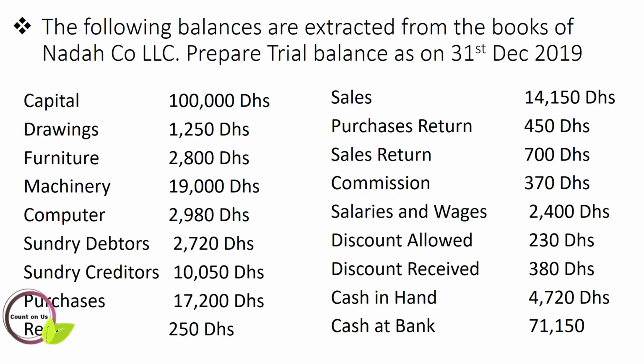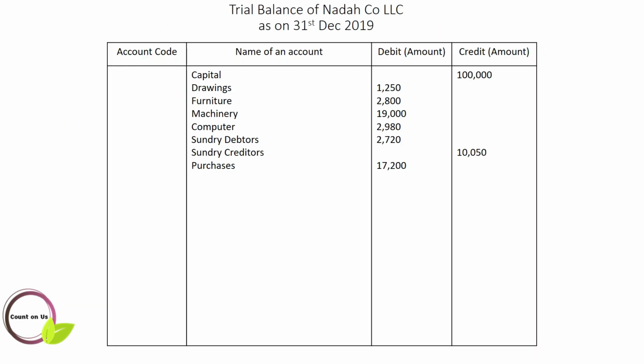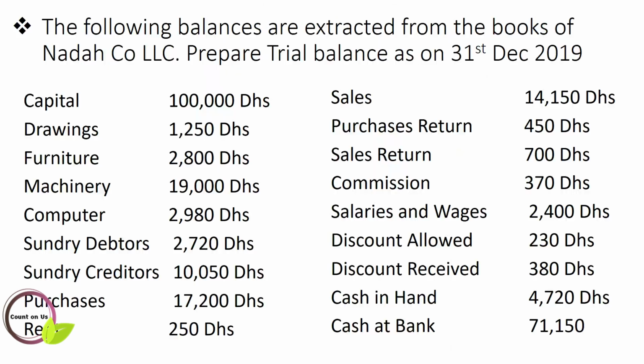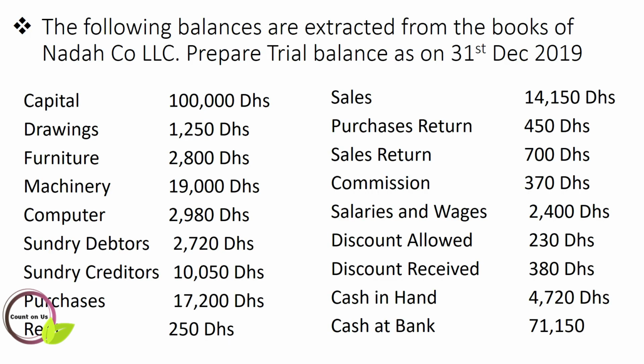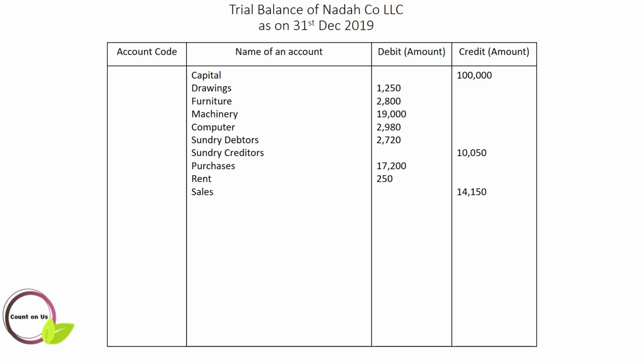Purchases, 17,200 dirhams, is an expense of the business and is to be debited. Record purchases in the debit column of the trial balance. Rent, 250 dirhams. It is also an expense and is to be debited. Record the rent on the debit side. Sales, 14,150 dirhams. It is the income or revenue of the business and is to be credited. Record sales on the credit side of the trial balance.